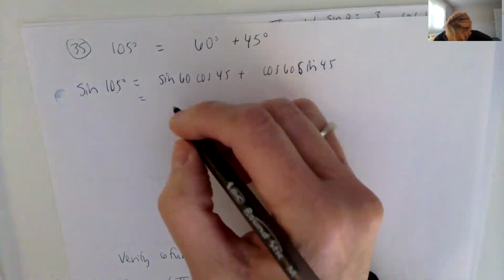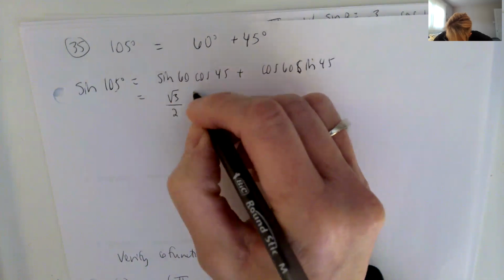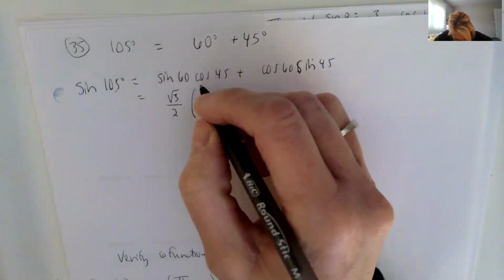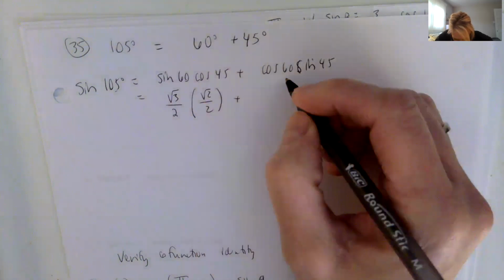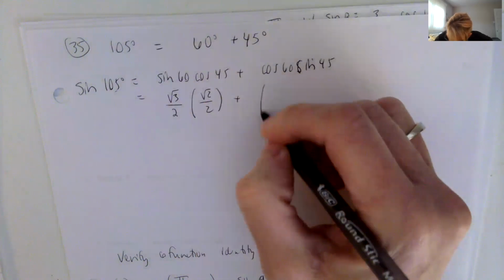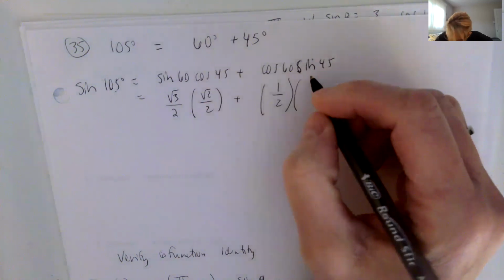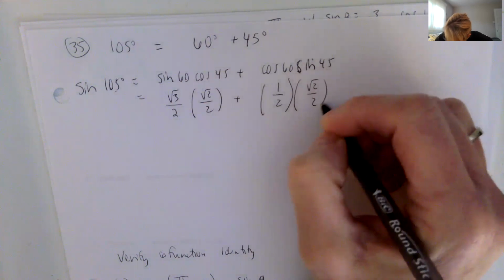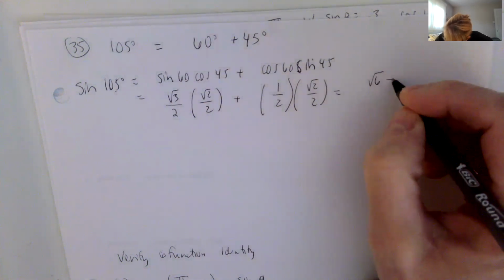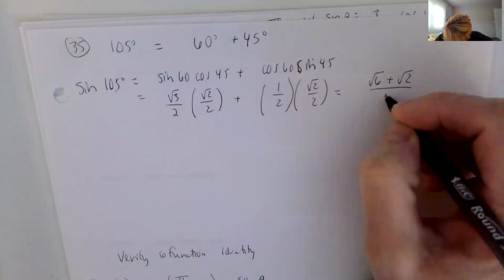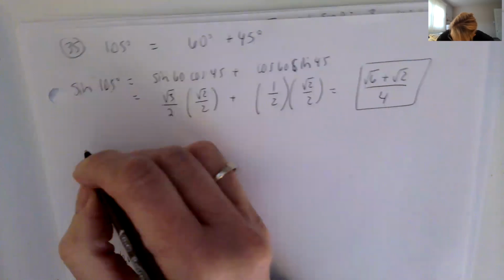Sine at 60 is square root of 3 over 2 times cosine of 45 is square root of 2 over 2, plus cosine at 60 is 1/2 and sine at 45 is square root of 2 over 2. So we end up with the square root of 6 plus the square root of 2 over 4. It's common values here from what we've been seeing.